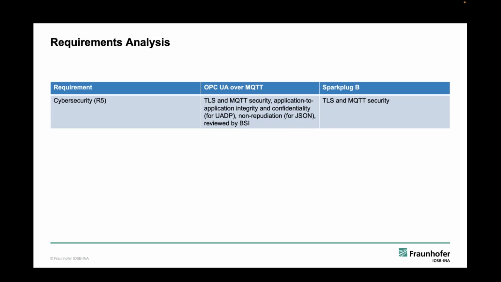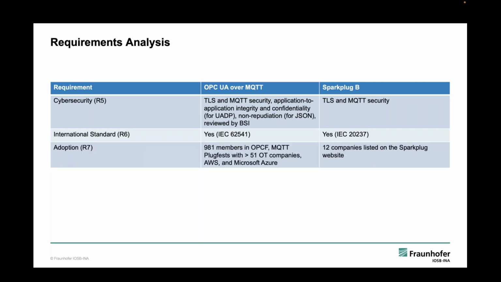Cybersecurity: in OPC UA, we have the TLS and MQTT basic security. We have application-to-application integrity and confidentiality for the UADP encoding, and non-repudiation for the JSON encoding. And we have a review by our BSI in Germany. In Sparkplug B, we have the basic TLS and MQTT security features. Both are international standards.